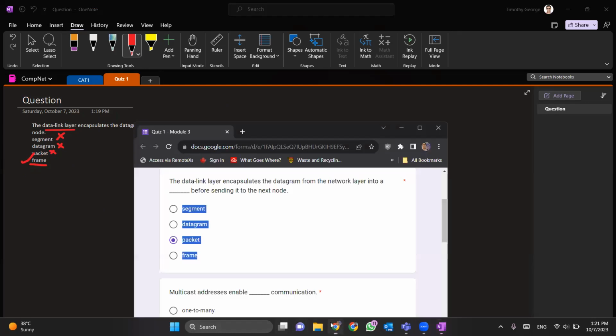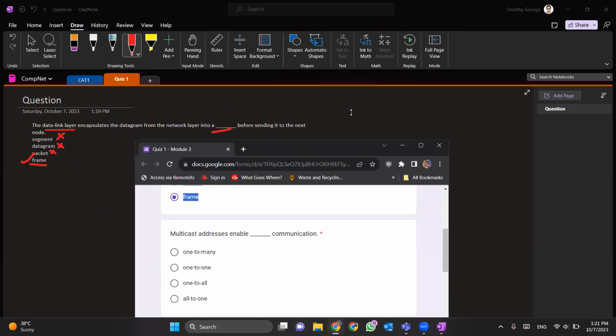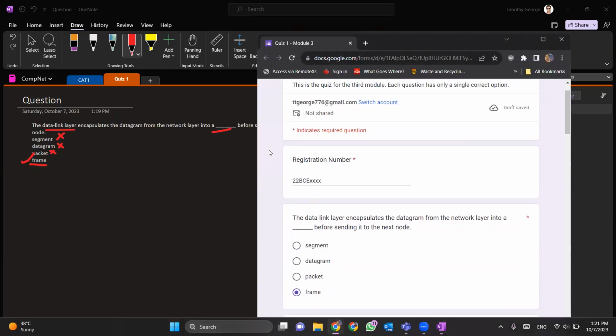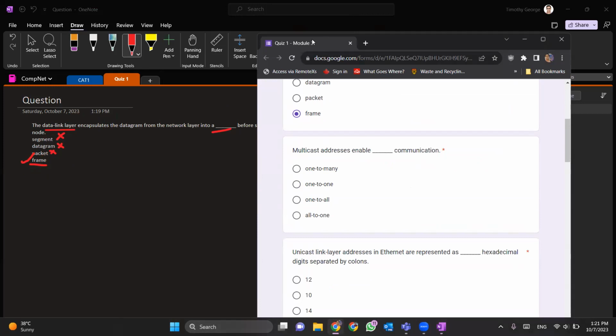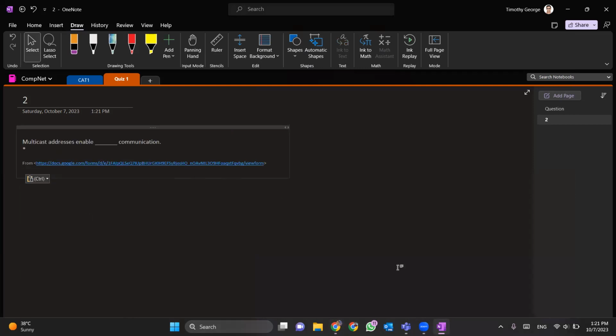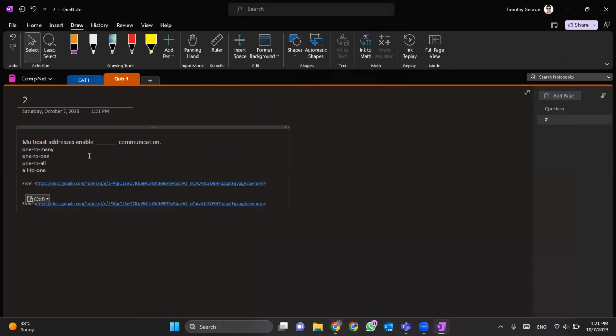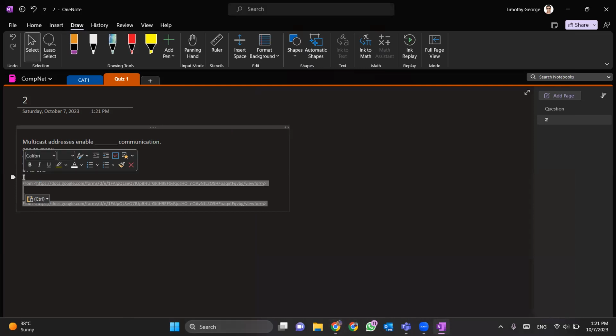Okay. Let's go to the next question. Let me fill it up on my screen also on the side. The next question, number two, is: multicast addresses enable dash communication. The options are very similar: one to many, one to all, and all to one.